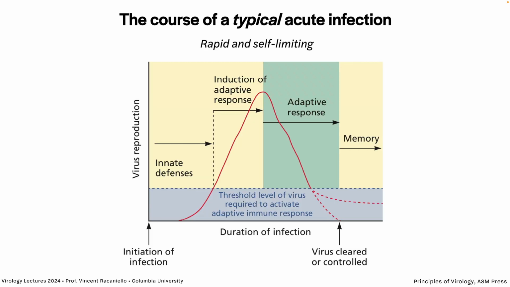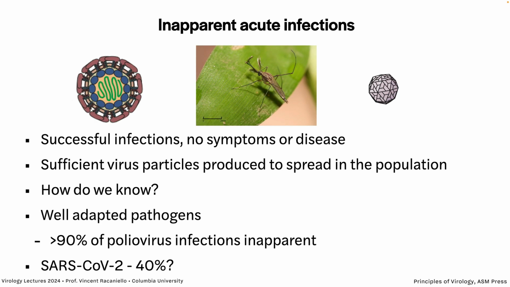A course of a typical infection is shown here. Virus reproduction is on the y-axis, duration on the x-axis. We have the initiation of infection at the origin, and then there's a period of virus reproduction. The red line is the amount of virus present. It starts to increase and reaches a peak, and then you engage innate defenses and eventually adaptive defenses, and eventually the levels of virus reduce, and then you have memory as a consequence. There's no time given on the x-axis, as you can see, because it's different for just about every virus infection.